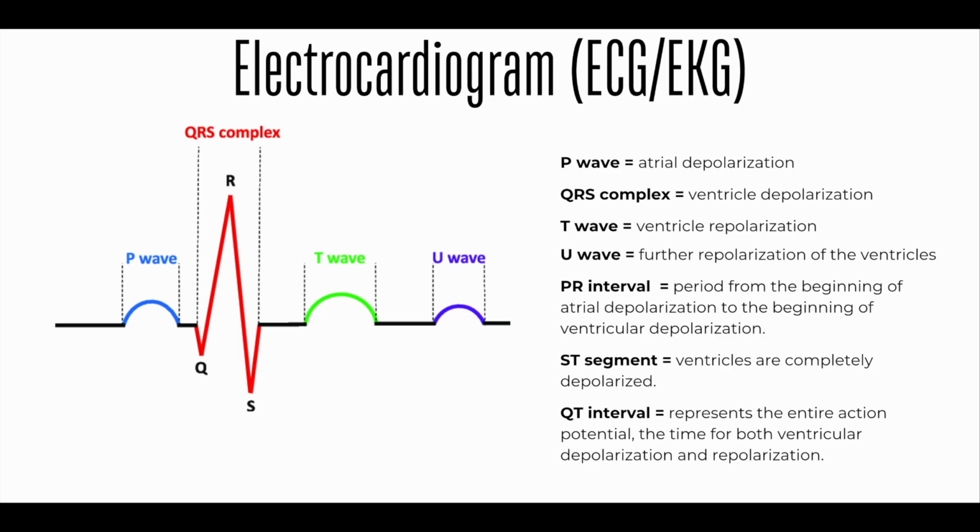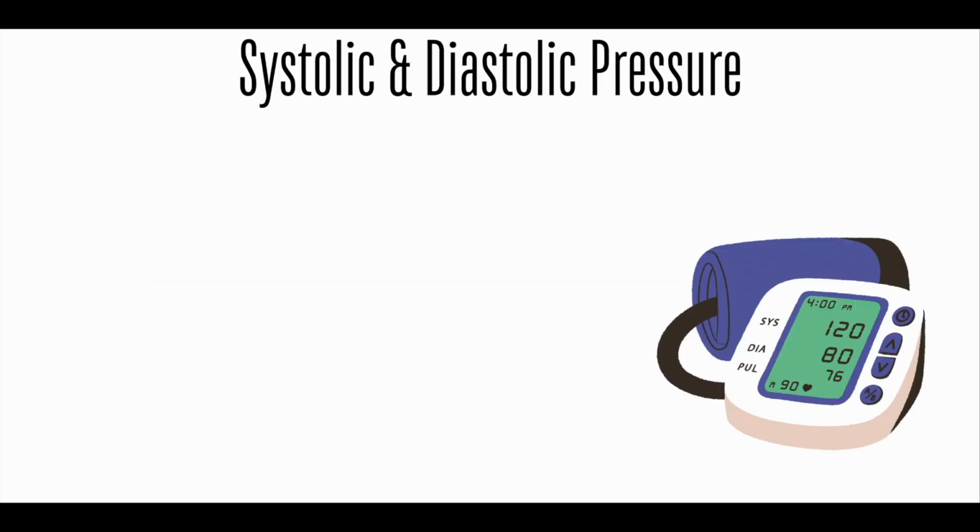Now, we will be discussing systolic and diastolic pressure. For the TEAS exam, the only things that I want you to know is that systolic pressure is the measurement in millimeters of mercury of the pressure exerted during ventricular contraction. It's going to be the number found at the top of the blood pressure reading.